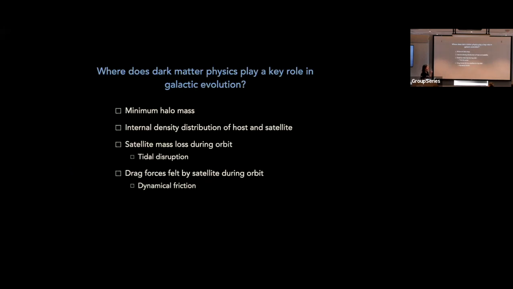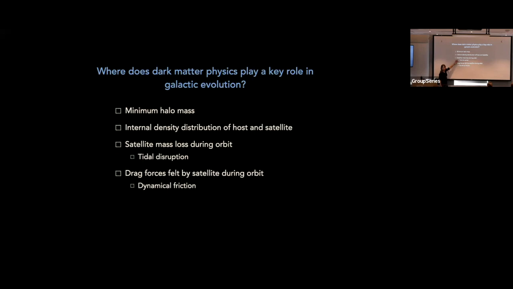I wanted to gather together a lot of the key ideas from the CDM picture and start building a list of what aspects of galactic evolution are tied to our assumption of cold dark matter. For the rest of the talk, we're going to start moving away from CDM and adding to this list other items that are going to be affected when we start changing the particle physics. So the things we've mentioned so far: cold dark matter gives us a minimum halo mass. It affects the internal density distribution of both the host galaxy and any satellites.